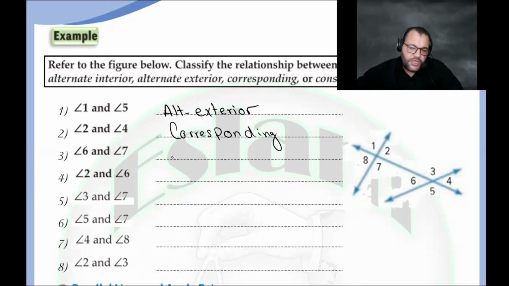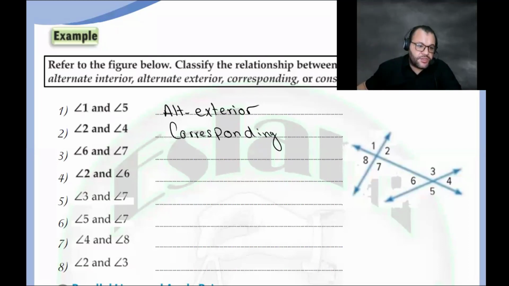What is the meaning of the alternate? It means it's inside. They're alternating each other. The meaning of alternate lies in two different sides. With the meaning of the alternate angle, it means lies in two different sides of the transversal. So 6 and 7 lie in two different sides of the transversal.